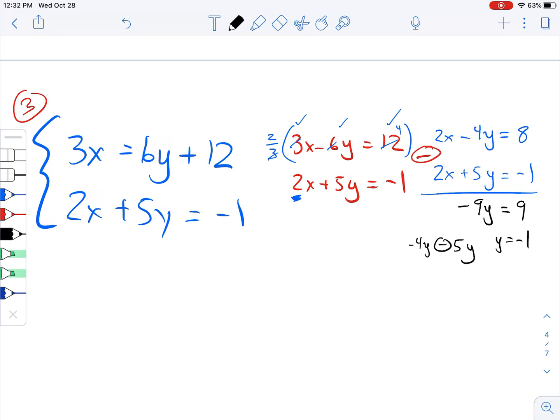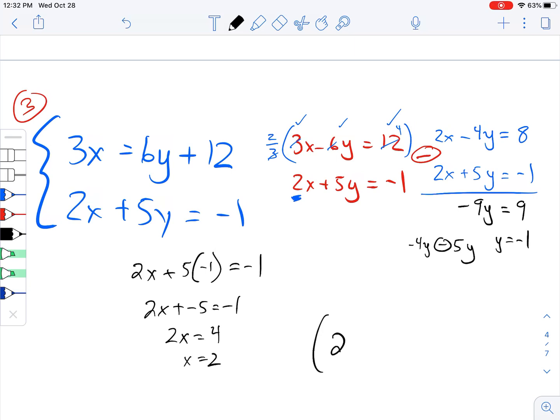If I get y is equal to negative 1, then I'll plug in to one of my equations. It doesn't matter. Regardless of the method you take, if you do things correctly, your solution should be 2, negative 1. Let's show that you can check that quite quickly.